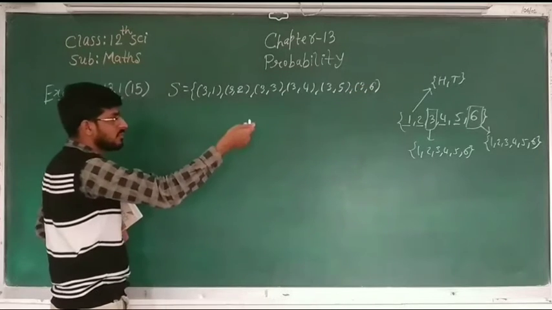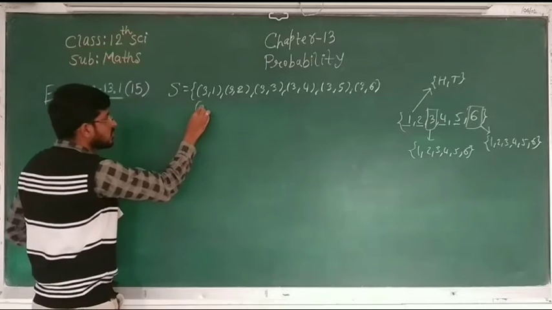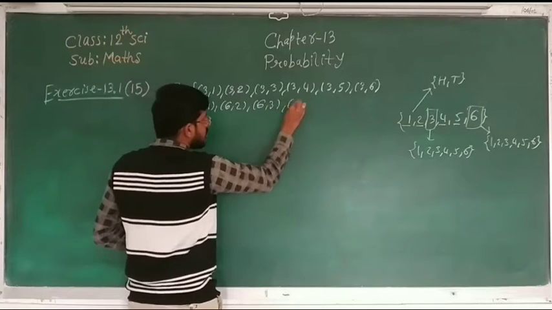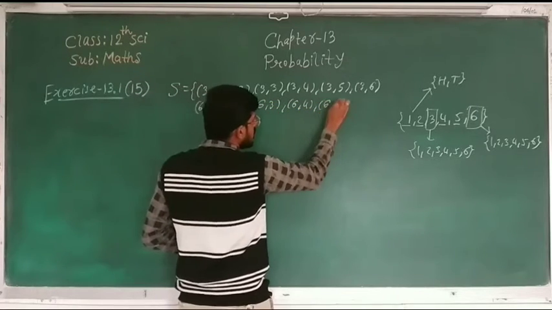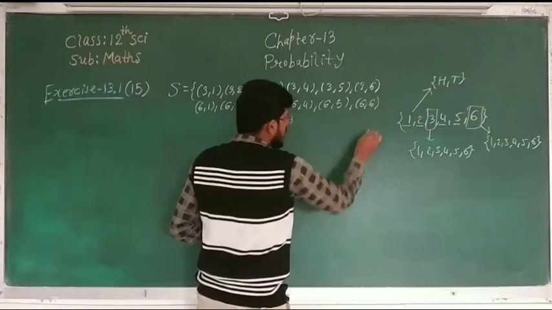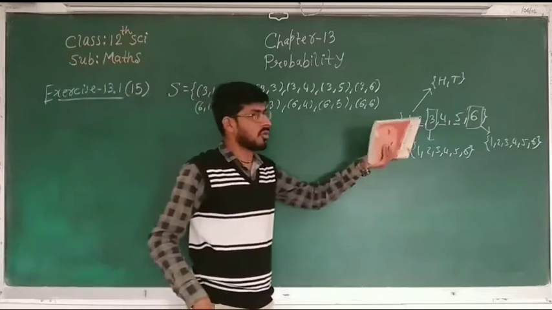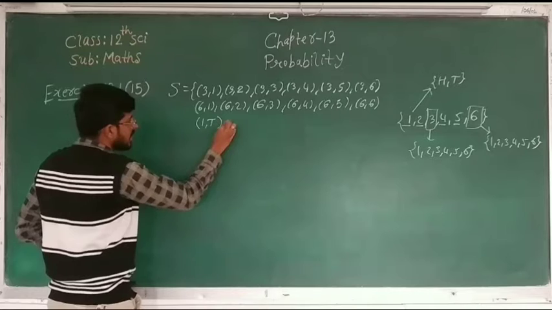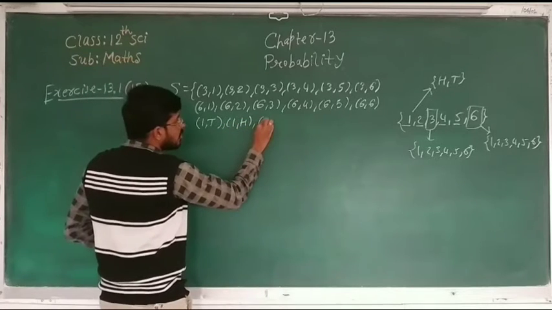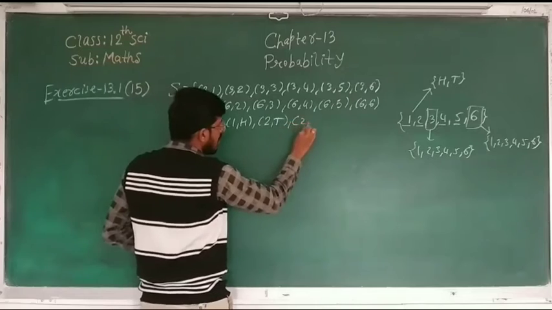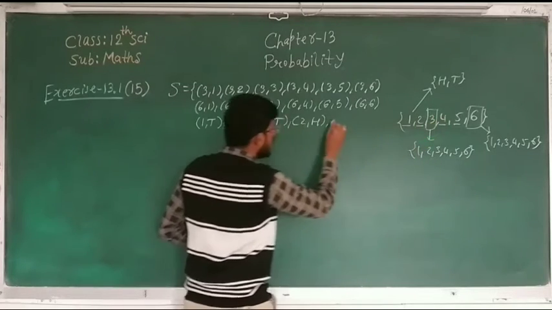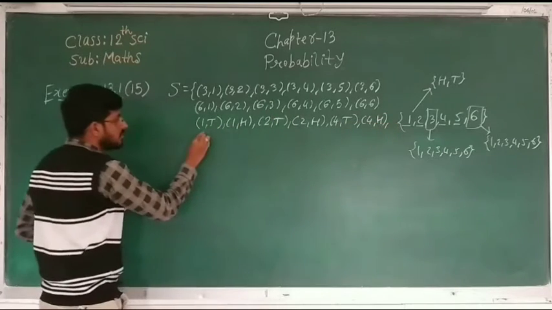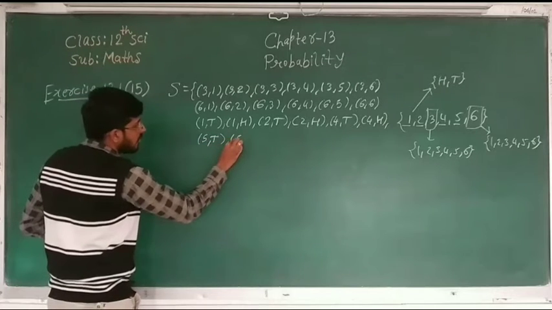Also, whenever 6 comes out, then again toss a die. So we get 6,1; 6,2; 6,3; 6,4; 6,5; 6,6. Next, whenever 1, 2, 4 or 5 comes up, then we have to toss a coin. So we get 1T, 1H, 2T, 2H. Whenever 4 comes up, again 4T, 4H. Whenever 5 comes up, 5T, 5H.